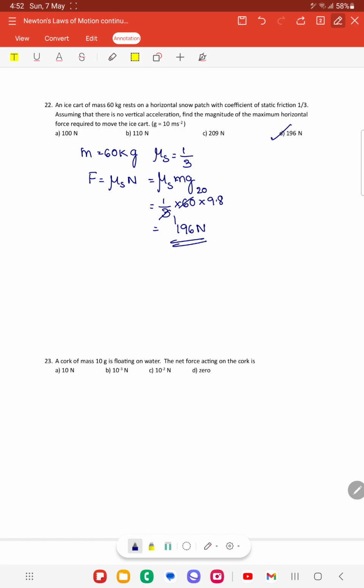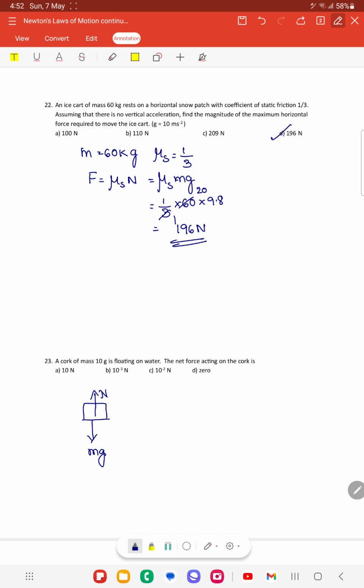Question number 23. A cork of mass 10 kg is floating on water. The net force acting on the cork is... Here the cork is floating on the water, so it is in an equilibrium position. If you consider this is a cork, the weight is acting vertically downwards, that is mg, and the reaction force is acting vertically upwards.